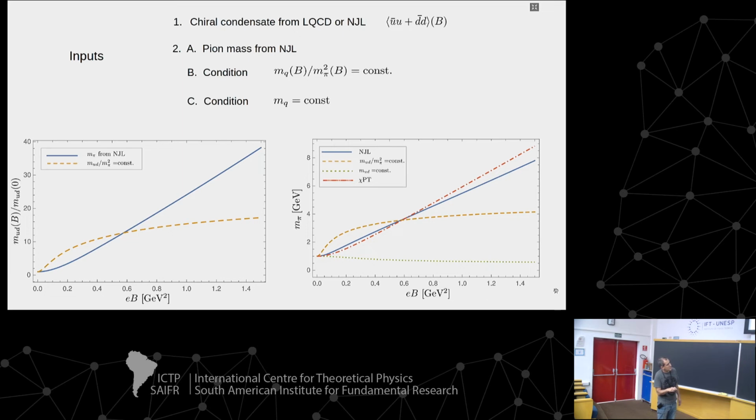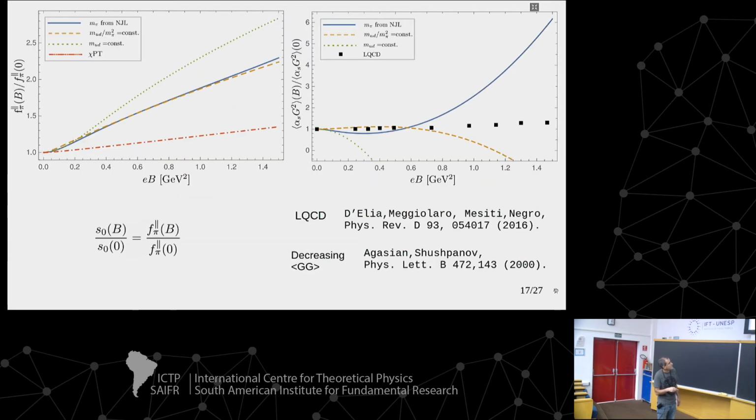For comparison, this is chiral perturbation theory. The pion decay constant, the parallel pion decay constant, we can also obtain from the Nambu-Jona-Lasinio model and the pion mass. The orange one is the constraint of the quark mass with the pion mass, and we can see that it gives the same result.